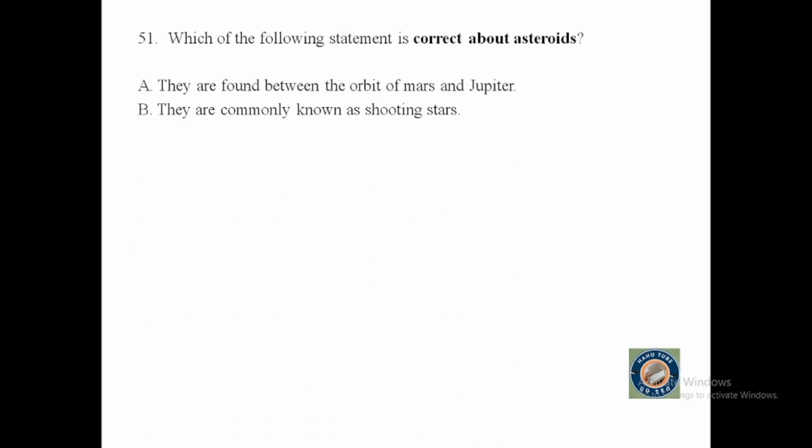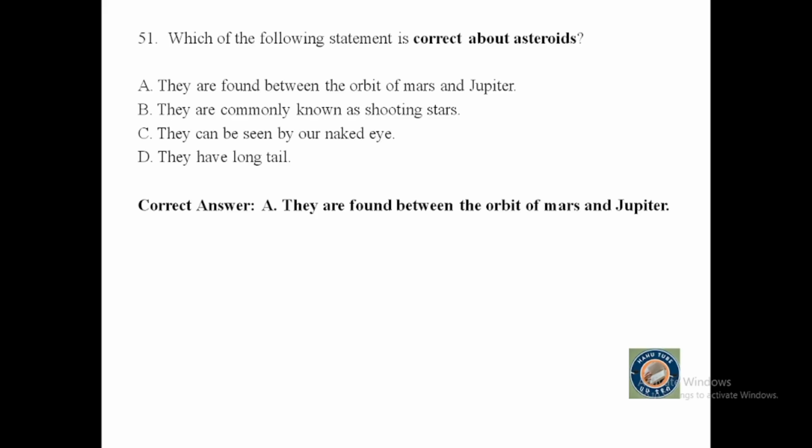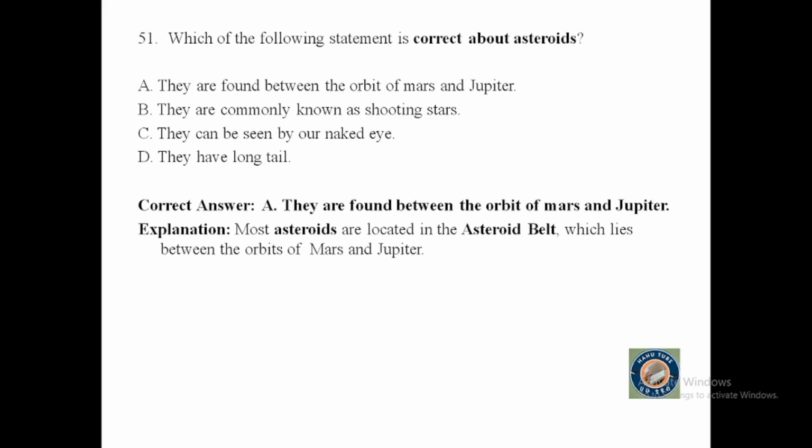Question number 51. Which of the following statement is correct about asteroids? A. They are found between the orbits of Mars and Jupiter. B. They are commonly known as shooting stars. C. They can be seen by our naked eye. Or D. They have long tail. The answer is they are found between the orbit of Mars and Jupiter. Most asteroids are located in the asteroid belt, which lies between the orbits of Mars and Jupiter.